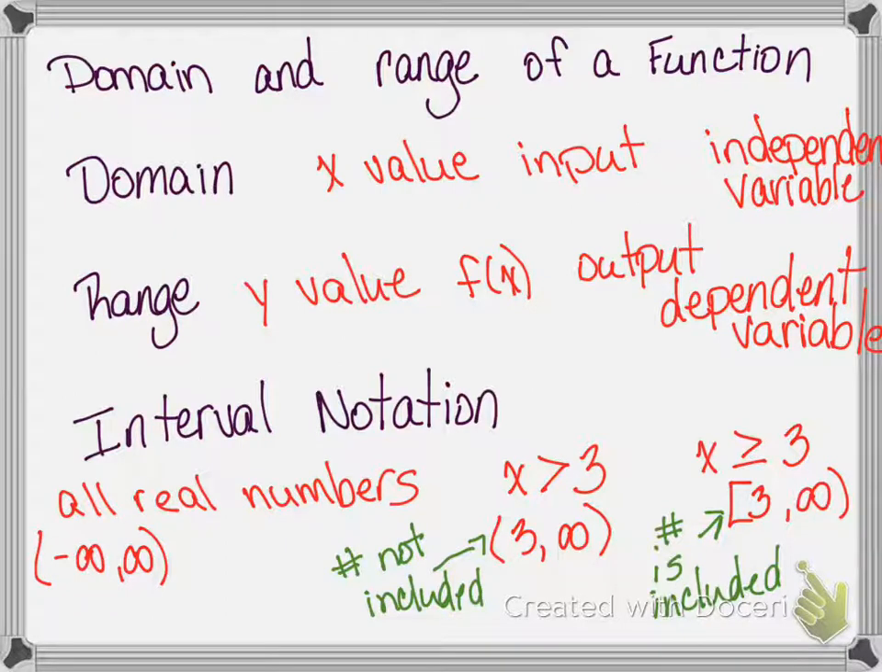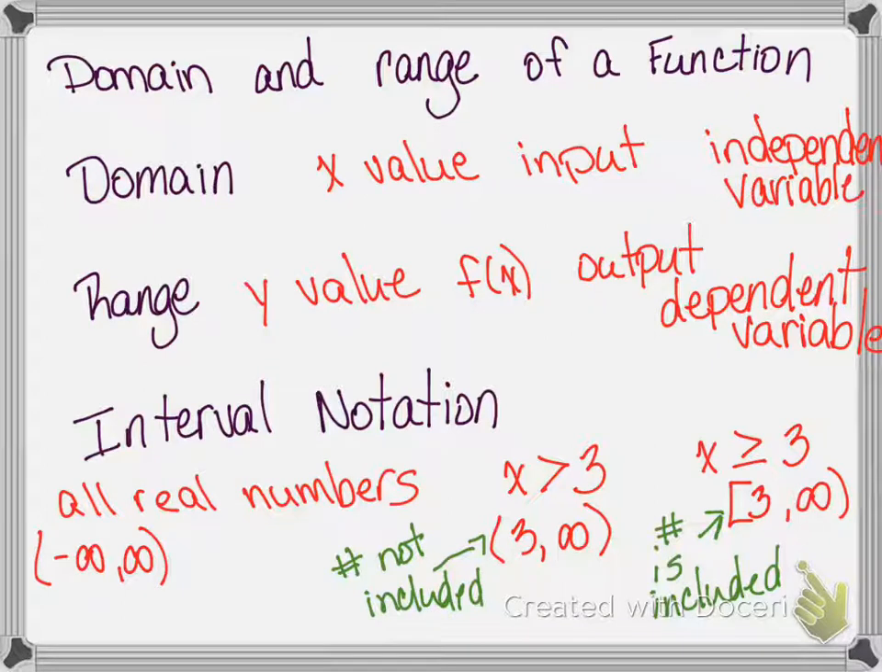Now, if you remember from, I was going to say preschool, it's definitely not preschool, middle school, when you were graphing on a number line, sometimes you would use an open circle and sometimes you would use a closed circle. It would be an open dot or a closed dot. The parenthesis is similar to the open dot. That means that the number is not included.